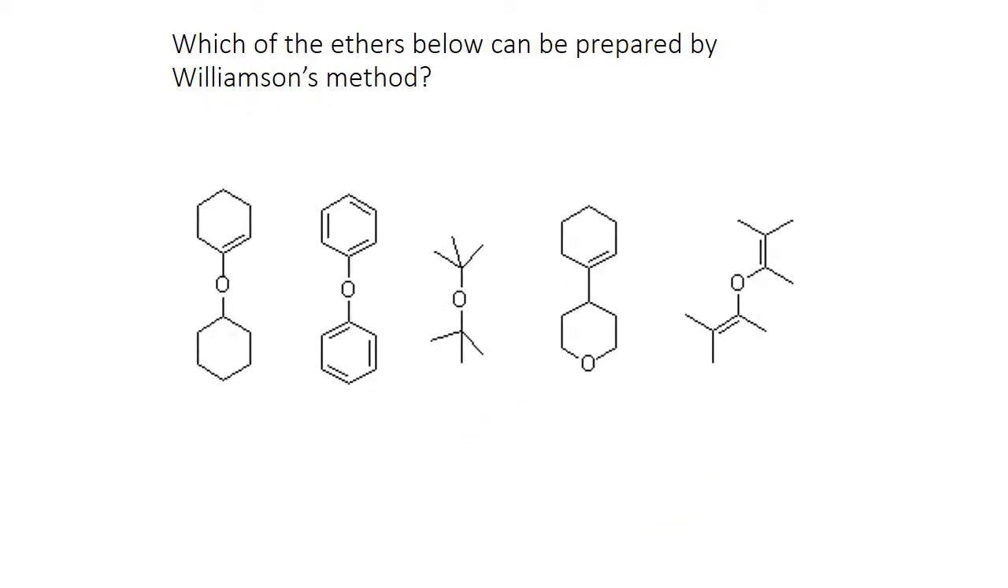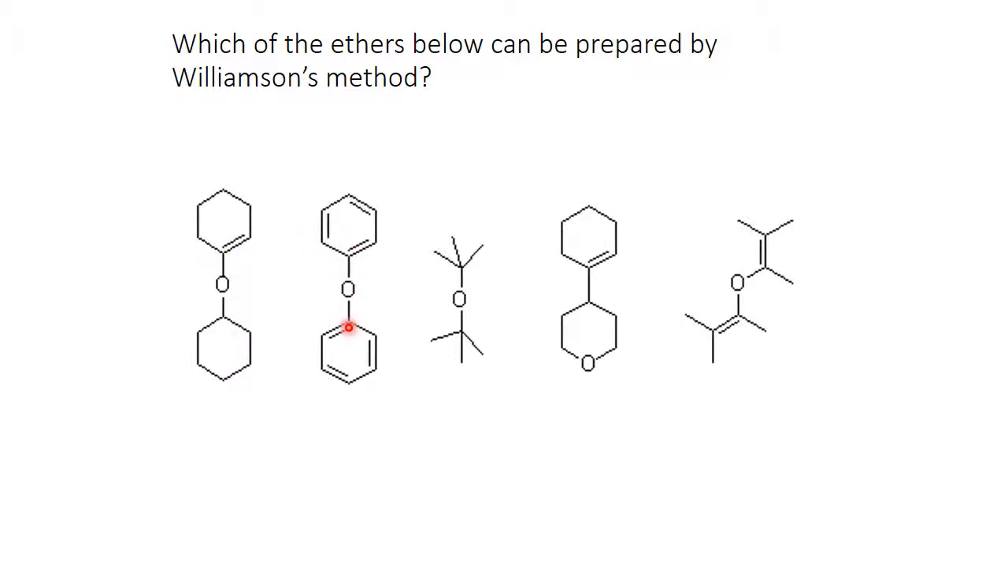Which of the ethers below can be prepared by Williamson synthesis? Well, in the Williamson synthesis, you have to have an SN2 reaction. So let's go ahead and look at the oxygens and what they're attached to, to see if we have a primary carbon that will allow an SN2 to take place without E2 being the mechanism that predominates. This is a secondary carbon, and you would have E2 predominating. This carbon can't even undergo SN2 because it is sp2.